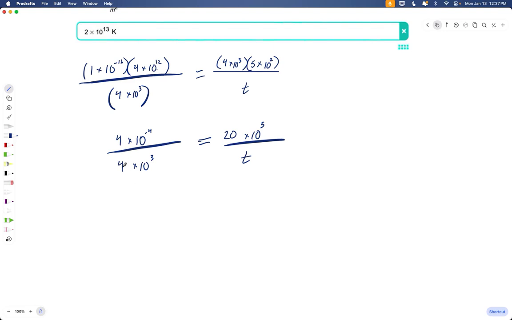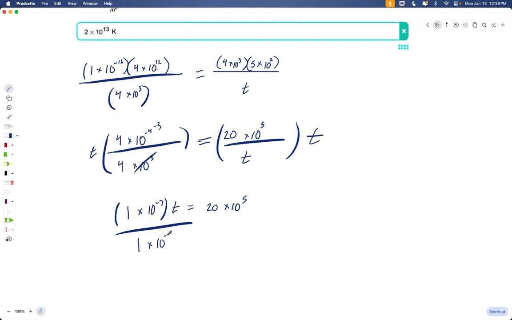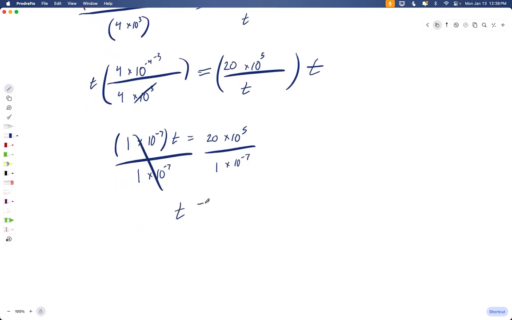All right, so 4 divided by 4 is 1, and that'd be minus 3, so 10 to the negative 7 equals, we're going to multiply both sides by T. So T is equal to, I already got an equal sign, hello. This times T is equal to 20 times 10 to the 5th power. So that means we divide both sides by 1 times 10 to the negative 7. Cancels. T is equal to 20 divided by 1 is 20 times 10, that becomes a positive 7. That's 12. T is equal to 2 times 10 to the 13th power.